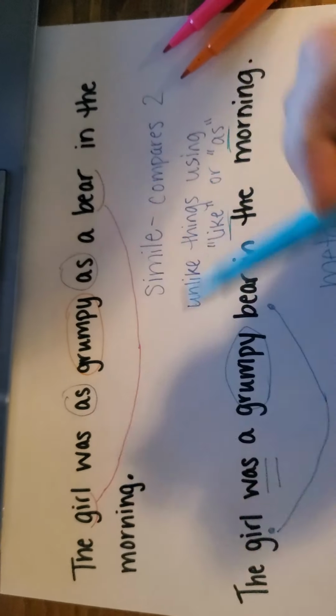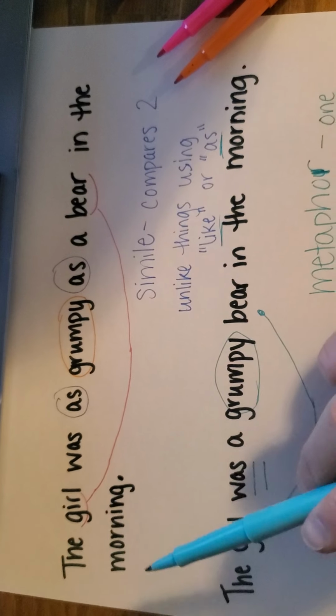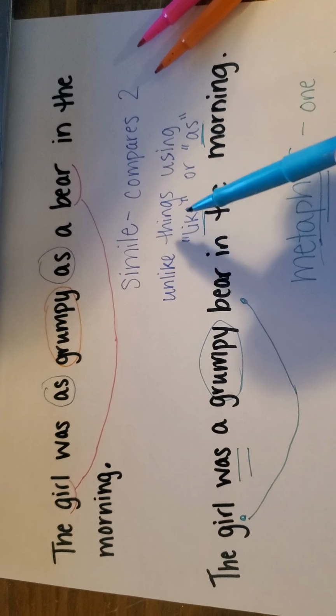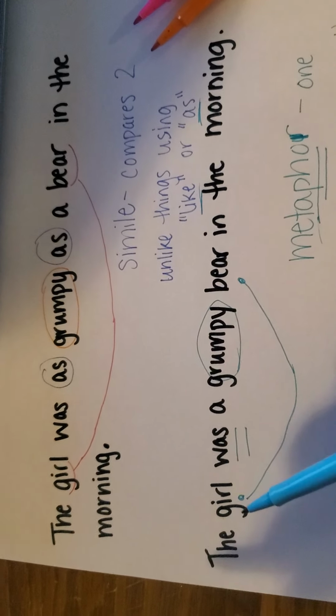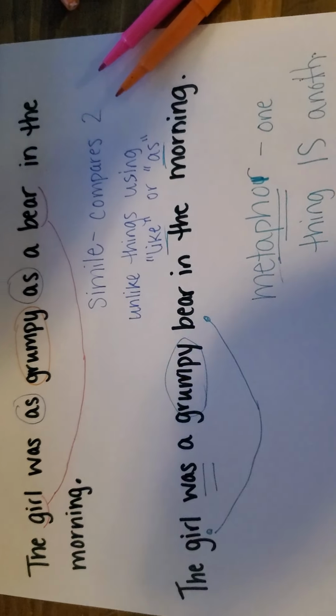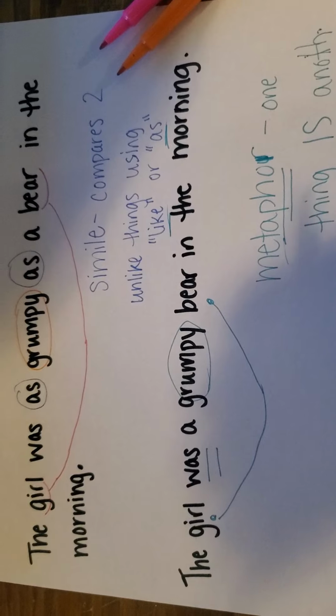Okay, so again, the two examples we have are the girl was as grumpy as a bear in the morning. That's a simile because it uses like or as. Here we are saying the girl was a grumpy bear in the morning. This is a metaphor because we're saying one thing is another.